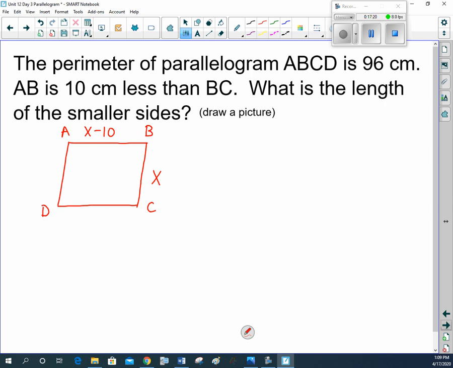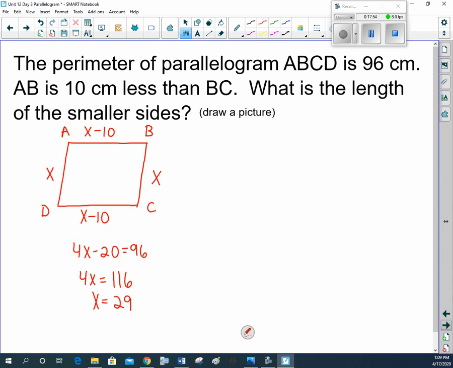Okay, remember, opposite sides of a parallelogram are equal. So this side's x and this is x minus 10. I know the perimeter is 96. So if I add up all four sides, that's going to be 4x minus 20. That's going to equal 96. Solve that for x. And you end up with x equals 29.